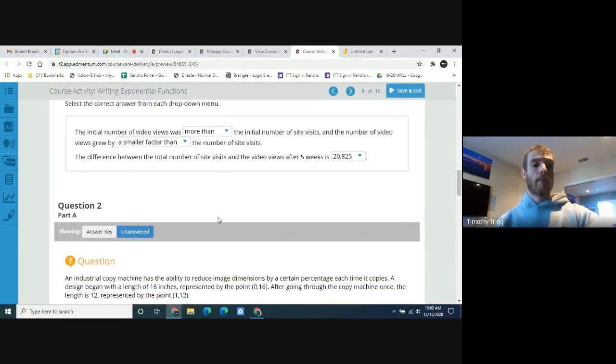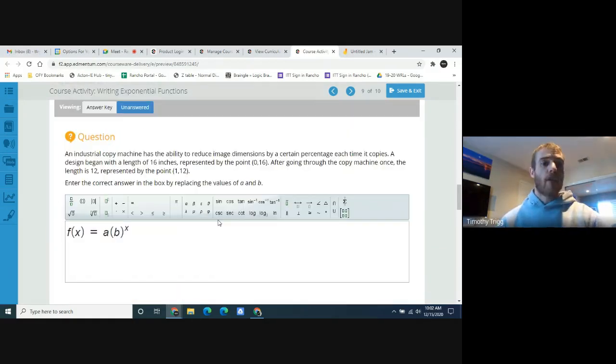Okay, question 2. An industrial company machine has the ability to reduce image dimensions by a certain percentage each time it copies. A design began with a length of 16 inches, represented by the point 0, 16. After going through the copy machine once, its length is 12, represented by the point 1, 12. Enter the correct answer in the box by replacing the values of A and B.